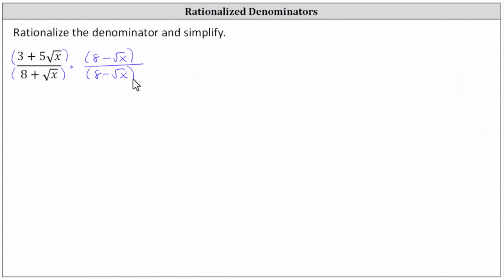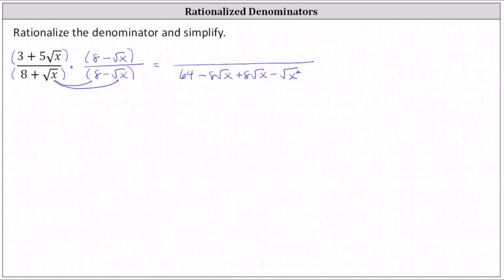Let's begin by multiplying the denominators. There's a shortcut when multiplying conjugates, but I will go ahead and show all four products. First we have 8 times 8, which is 64. And then we have plus 8 times negative square root x, which gives us minus 8 square root x. Next, we have square root x times 8, which is plus 8 square root x. And then we have plus square root x times negative square root x, which gives us minus the square root of x squared, which will simplify in the next step.